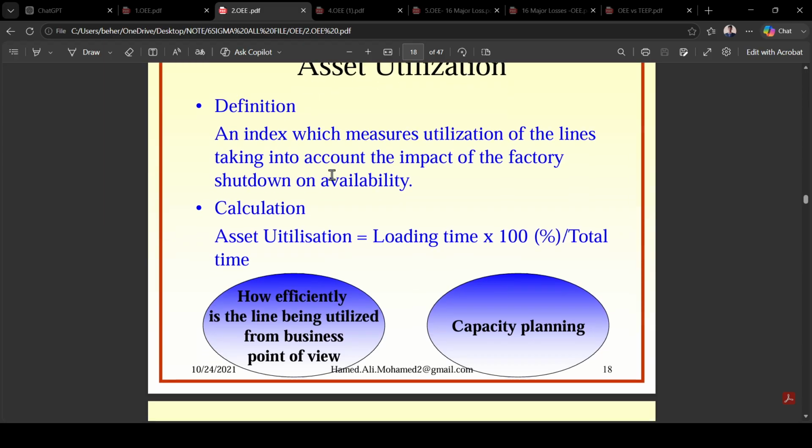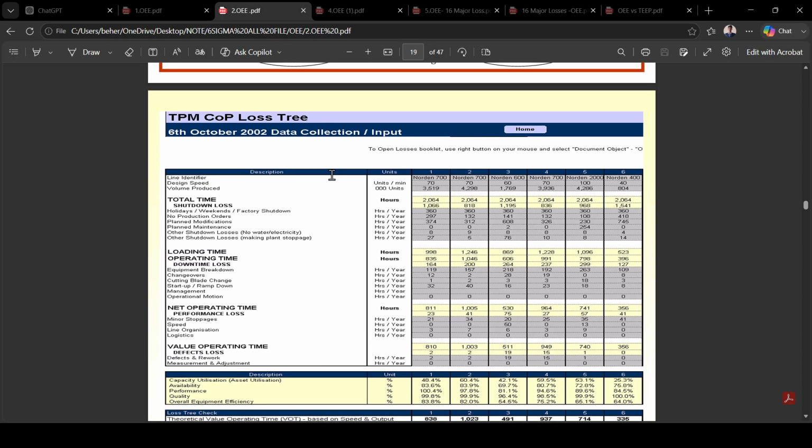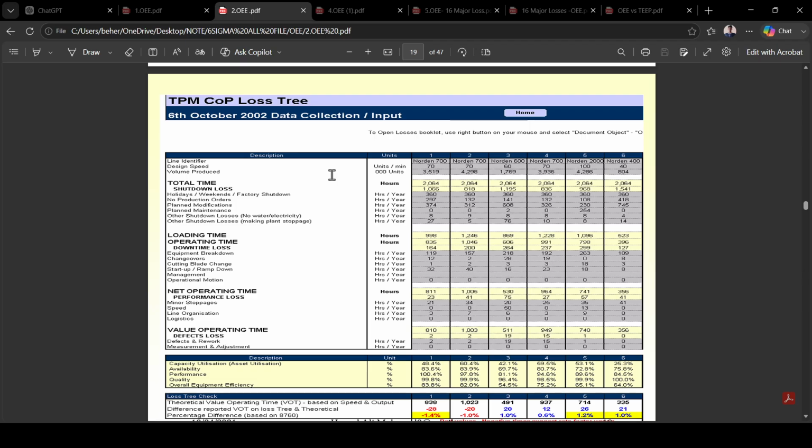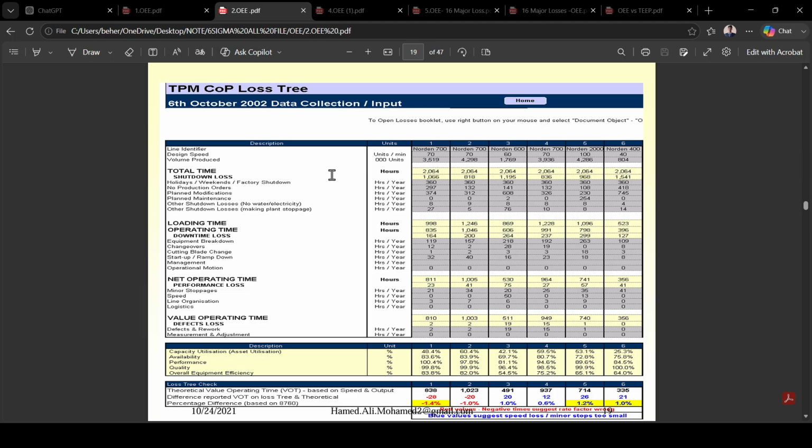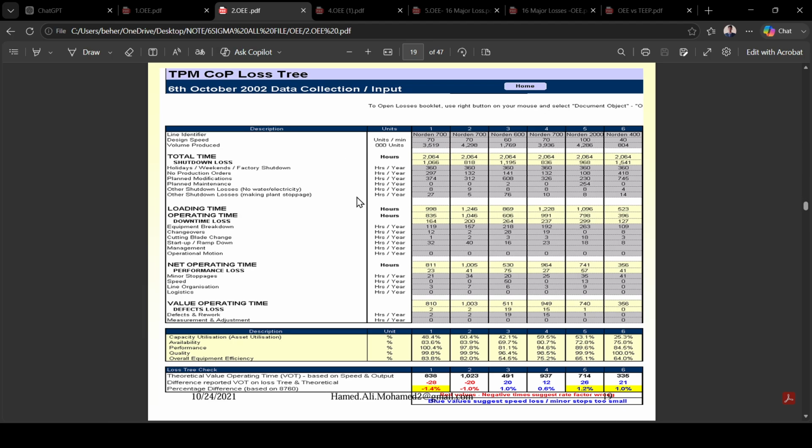So capacity planning. So TCM or COP loss history. So total time, shutdown losses, loading time, operating time, so net operating time. So you can understand that image. So this will show everything. So you can make this in a type of format, then you can understand.